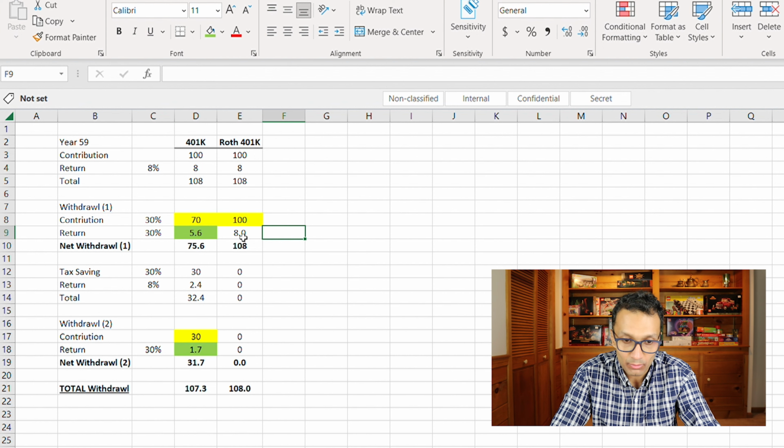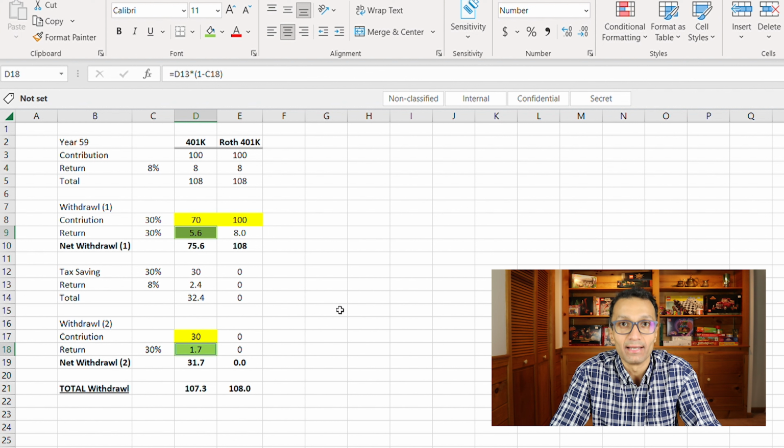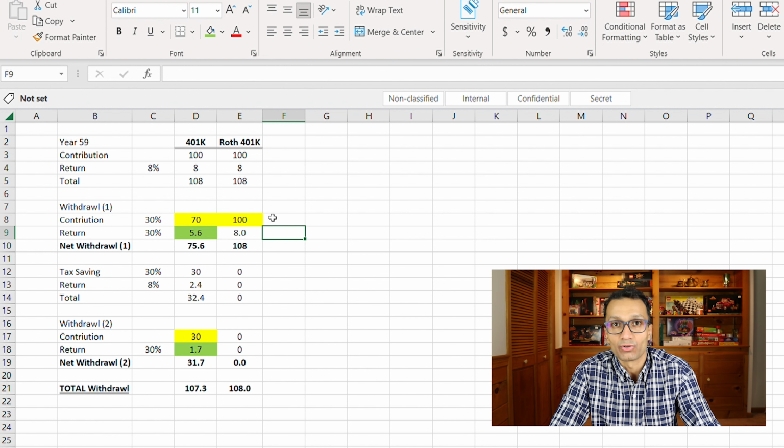While in the case of Roth 401k, we don't pay any tax on the amount which we earn, although it is a lower amount because the investment was lower. In 401k we were investing 100 and then 30, hence 8% of 130 was a higher amount. Here we are only investing 100, so we're only getting 8, but we don't pay any tax on this 8, and therefore we get the 8 as is. While in the case of 401k, when we pay the tax on the 8 plus the 2.4, which is 10.4, we only get 7.3, and that is why we get less money in 401k versus Roth 401k. That is primarily due to the fact that in Roth 401k, the returns are also tax-free, while in 401k, the returns incur a tax.